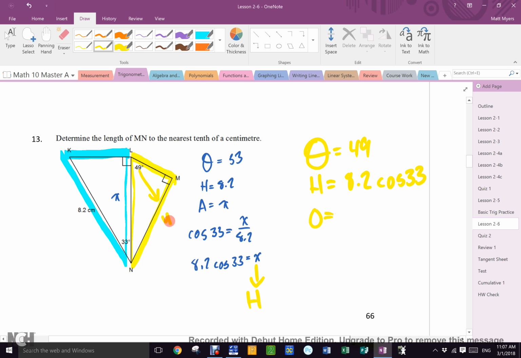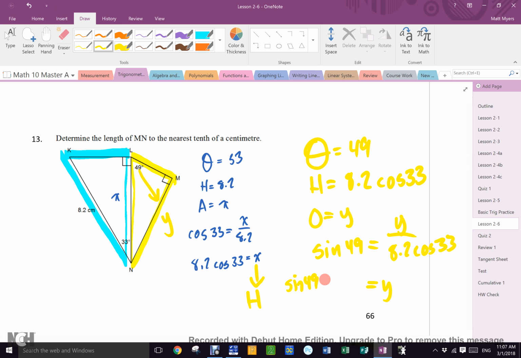Opposite, and that I'm going to call y, because we've already used x. So what do I know? I know that sine 49 equals opposite y over 8.2 cos 33, because I know this and this are the same thing, yes? When that's on the bottom, do I do math here? Yes. What math? Multiply. So y equals sine 49 times 8.2 times cos 33.